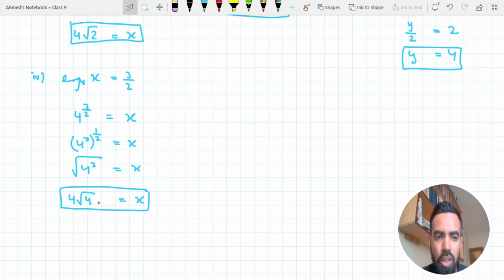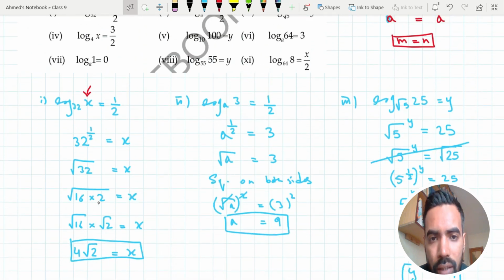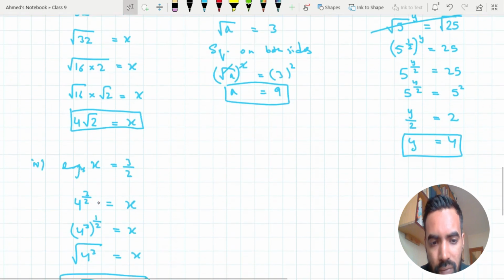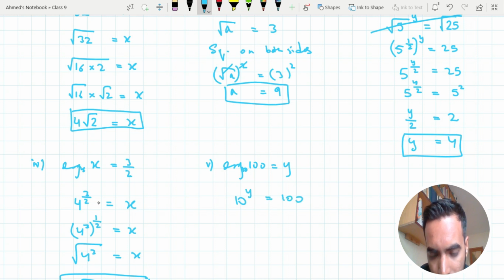If anyone has any query, they can ask me by writing in the comment box. Now log 100 with base 10 equals y. Have a look on this one. Log 100 with base 10 equals y. So base 10 to the power y equals 100. I'll convert that 100 into 10 squared, so it is 10 to the power y. So the bases are the same, powers can be equal. So y equals 2.